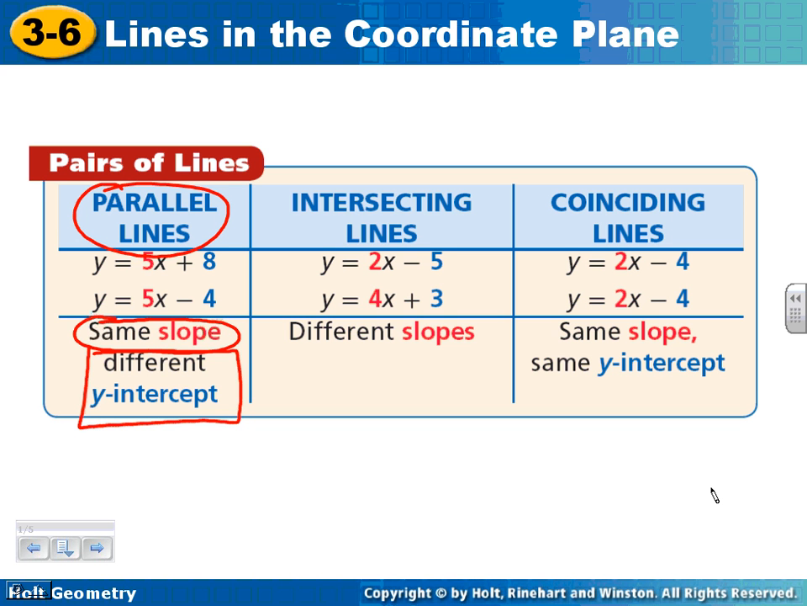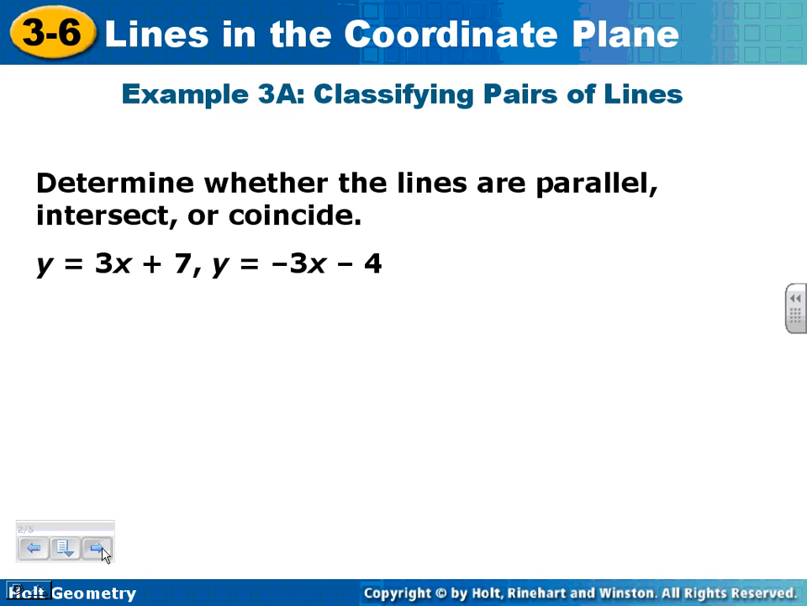Same slope, different y-intercept. So with this question, determine whether the lines are parallel or if they intersect or they coincide, which means they just are the same line. So parallel, intersect, coincide. That would be my three choices. I have two lines. Here's the first one. Y equals 3x plus 7. You should be able to look at that and see my slope is 3.